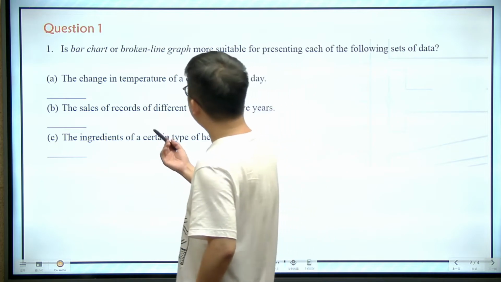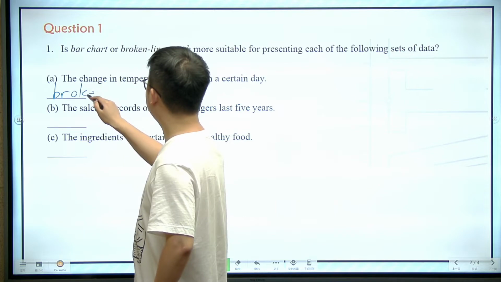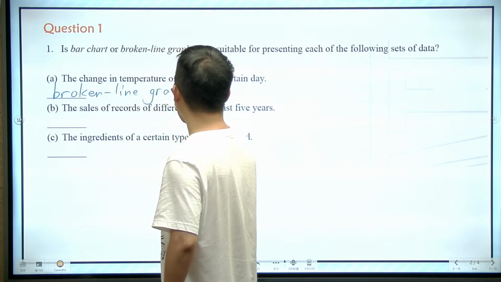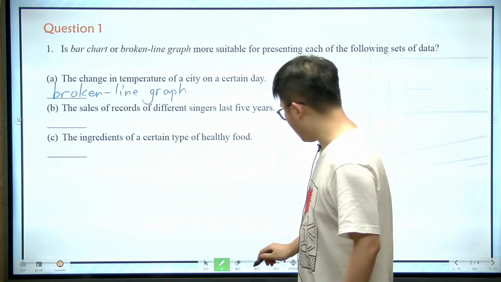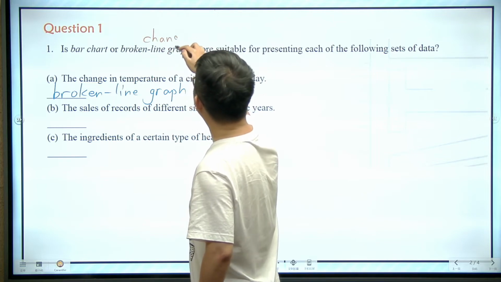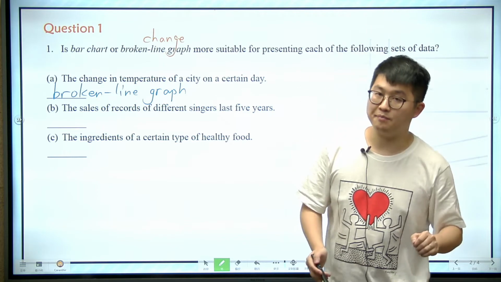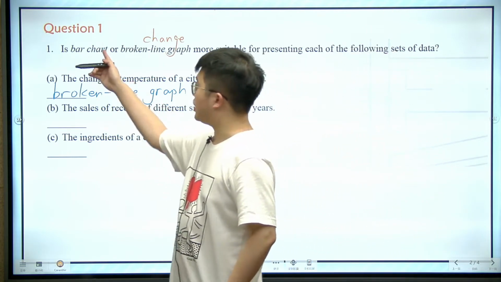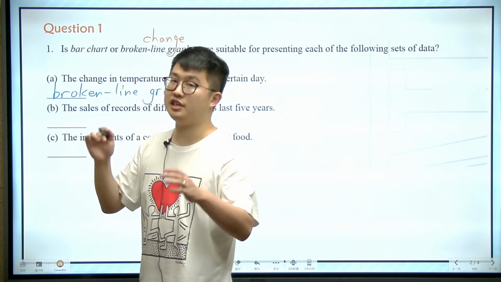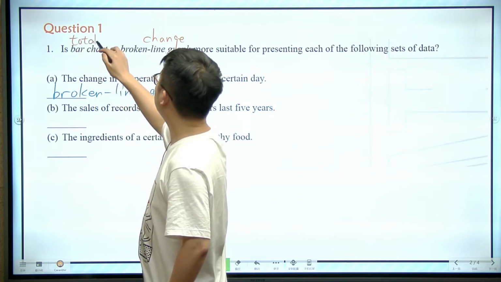So the answer here should be broken line graph, because this kind of diagram shows mainly the changes. If it's increasing or decreasing, goes up or goes down, it is better. And what about bar chart? Bar chart mainly shows us the amount, or we can say the total number.